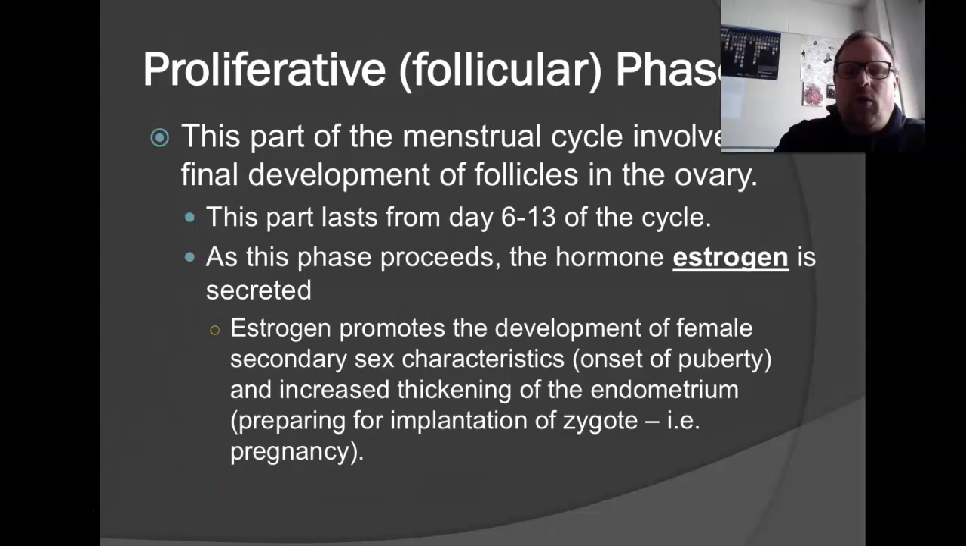And that whole thickening process is in preparation for the implantation of a zygote, which is expected shortly after the end of the proliferative phase. So, preparing for implantation of a zygote, which is the beginning of pregnancy.